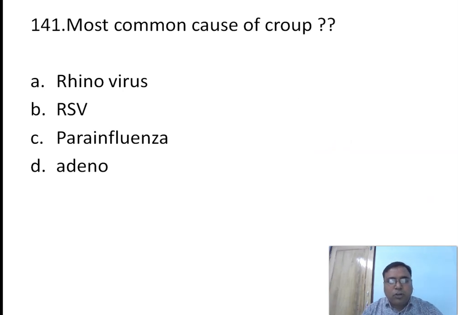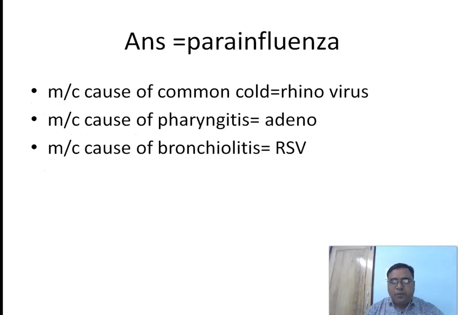First, most common cause of croup. Among these four, which is the most common cause of croup? Is it rhino, RSV, parainfluenza, or adeno? The answer is parainfluenza. So something extra.